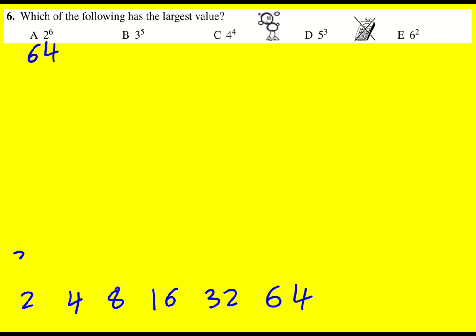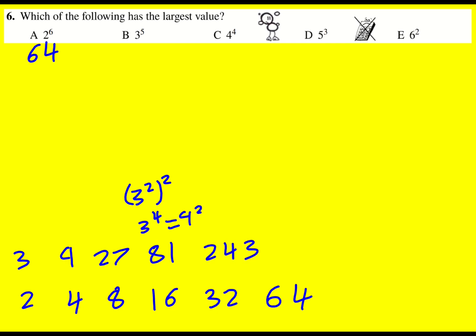And 3 to the 5 you can do in the same sort of way. 3, 9, 27, 81. It's good to know that 3 to the 4 is actually the same as 9 squared, because you can get that by using the third rule of indices. And after that, if we times it by 3 again, I'm going to get 243. So that's the winner at the moment.